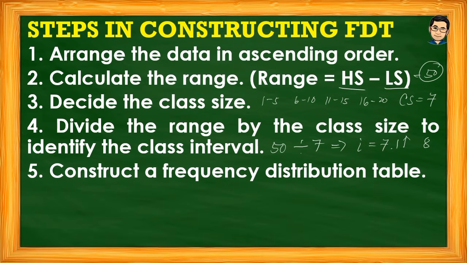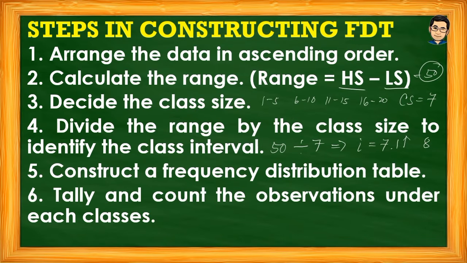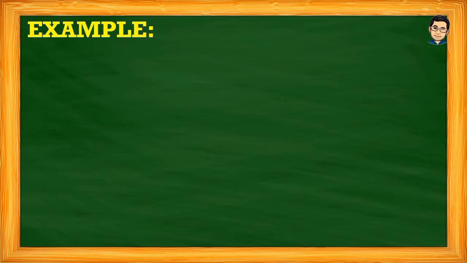Next. So, nakuha na natin yung class interval, yung class size, meron na tayong range, naka-arrange na yung mga data. So, that is the time that we will construct a frequency distribution table. And then, we will tally and count the observations under each classes. So, ayan. Na-present na natin yung steps in constructing frequency distribution table. What is the next step? Of course, we will apply the steps.